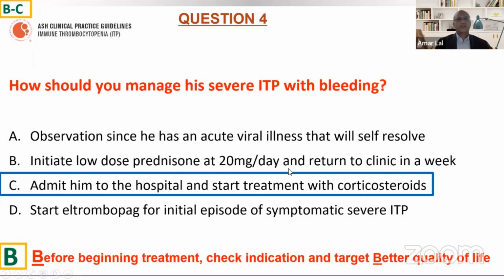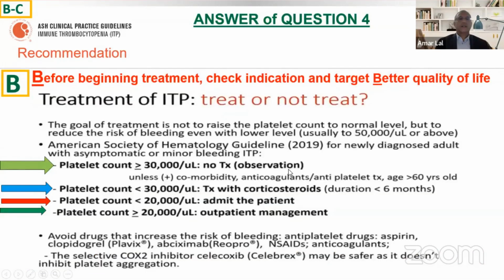Why admission? We will see now. What is the NCCN guideline? ASH guidelines say. So the ASH guideline is divided into, again, 4 categories. As I mentioned, if platelet count is more than 30, observation, which I did in this patient 1 year ago, sent back to home. If platelet count is 30,000, I will start with the steroid with the 6 weeks of the duration. It's not months, 6 weeks.